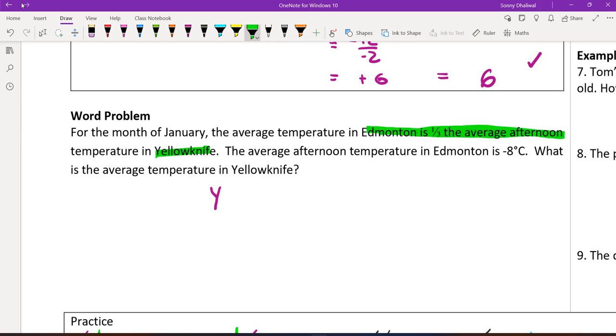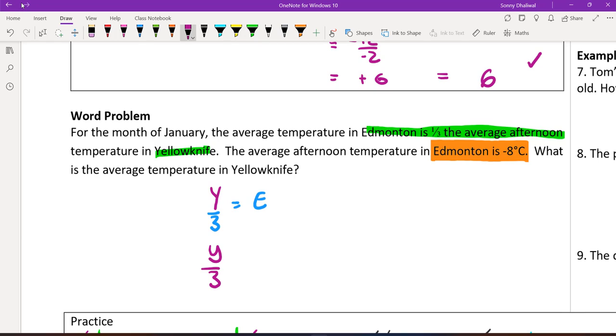Our assignment's not going to have any word problems in it, but you need to start getting used to it, right? So Edmonton is less, so you have to divide by 3, and that will give you Edmonton's temperature. So we have an equation relating these two. Now it's asking us, what if Edmonton's temperature is negative 8? What is Yellowknife's temperature? Where we see E, we're going to stick in Edmonton's temperature.